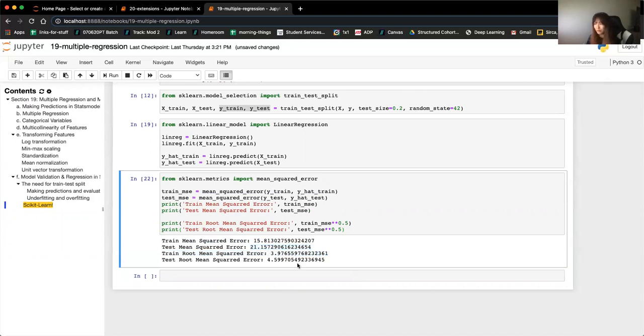Because this is squared, we're actually going to take the square root. The train root mean square error is 3.97, and the test root mean square error is 4.59. So how we evaluate this, and what this means, is that in our training data, on average, our model predicts roughly 4, or 3.97, miles per gallon off. And in our testing, it predicts 4.6 miles per gallon off.